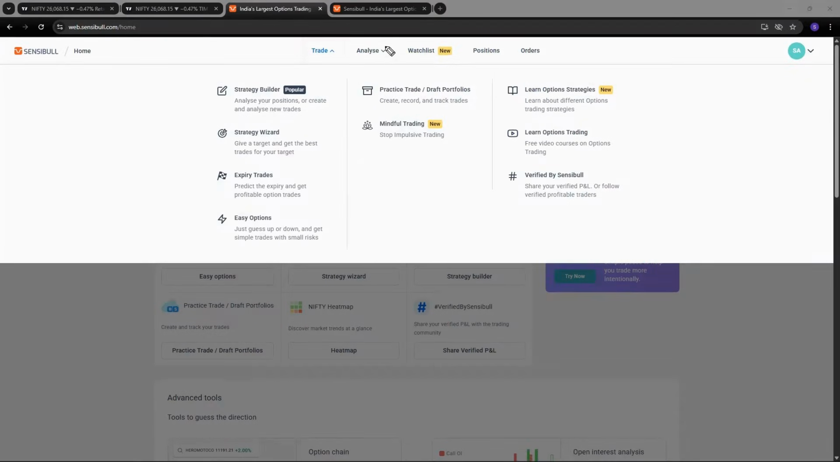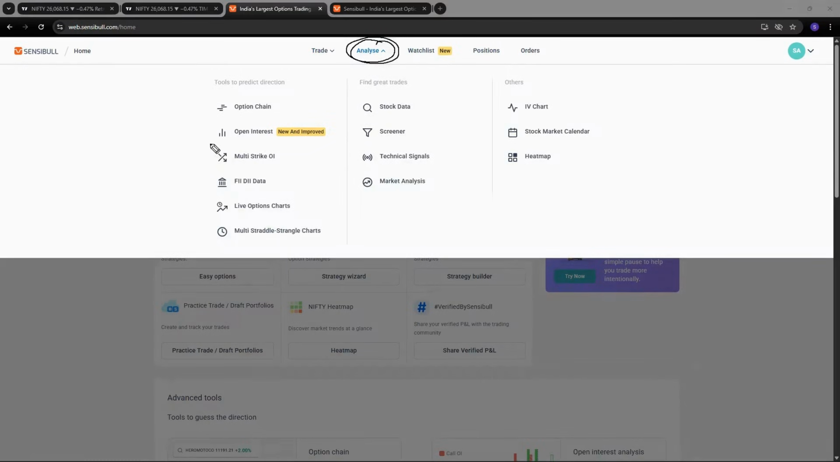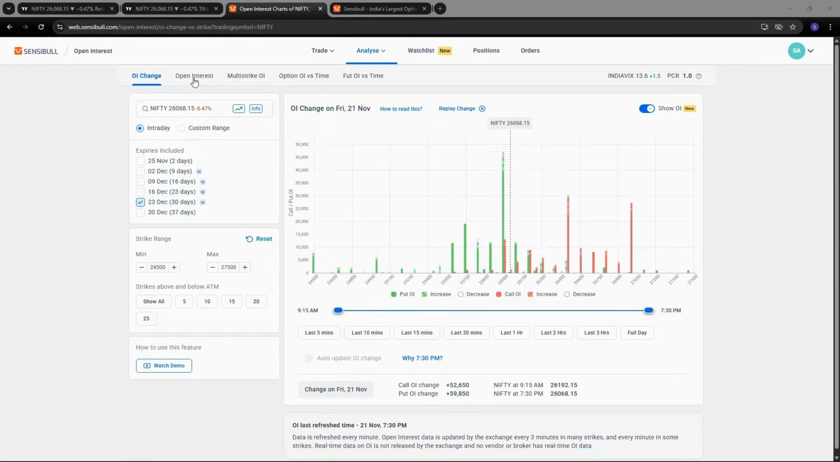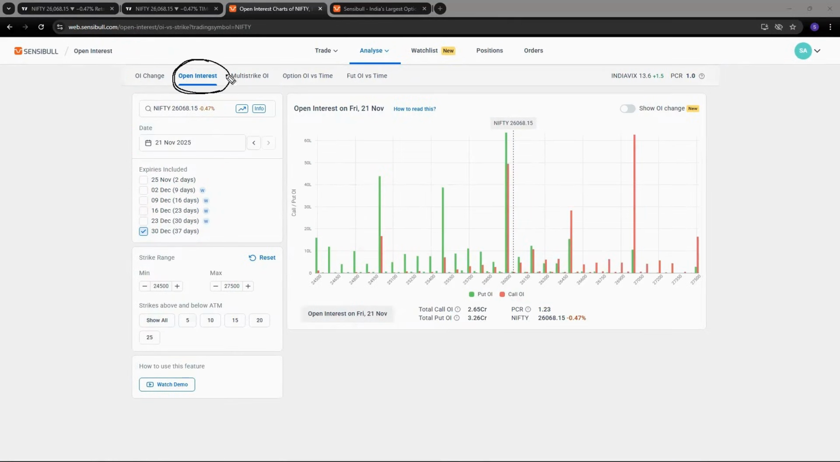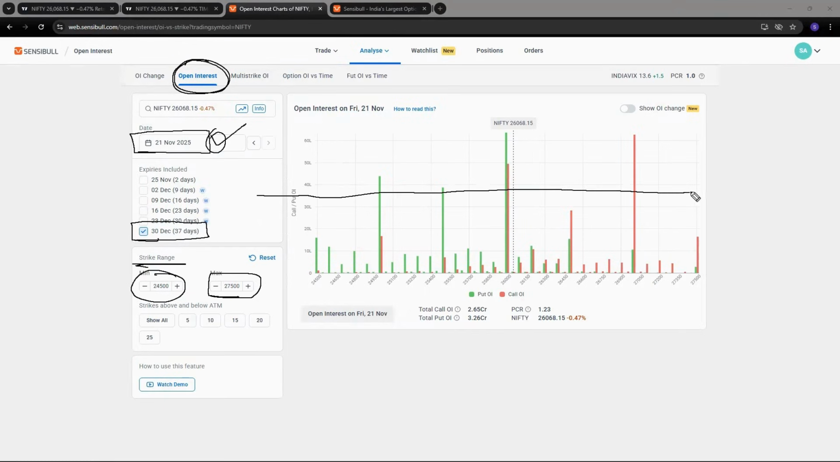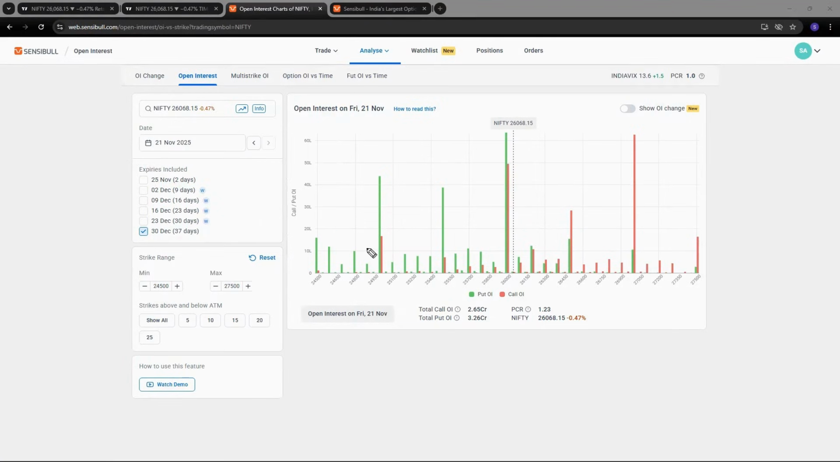What I'm going to do right now is go to this Analyze tab, click here, and then go to the Open Interest part. When I click the Open Interest, something like this opens. All right, this is what I want to see. Now I have to change the date of the contract. This is the current date, which is fine. I have selected already 30th December. I have selected the strike price range from 24,500 to 27,500, so this will display all the OIs between this range. Simple, nothing complicated here.